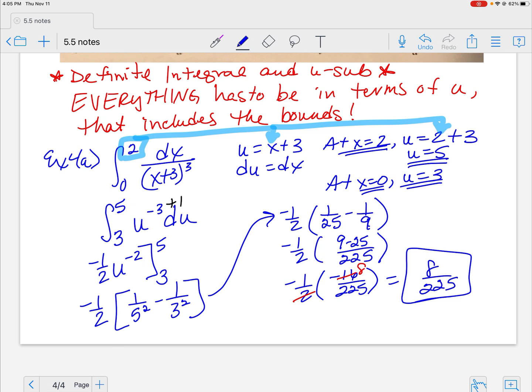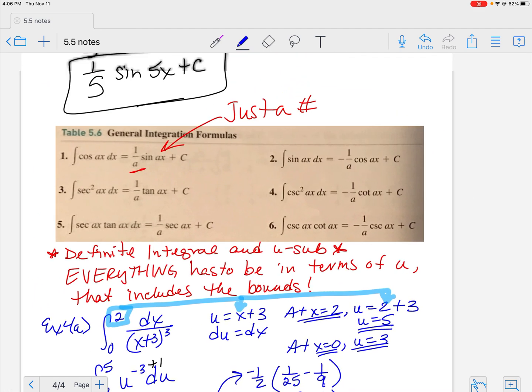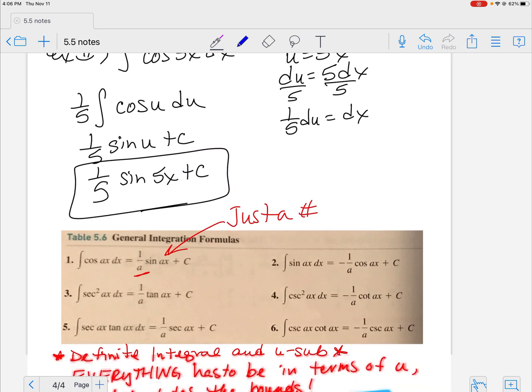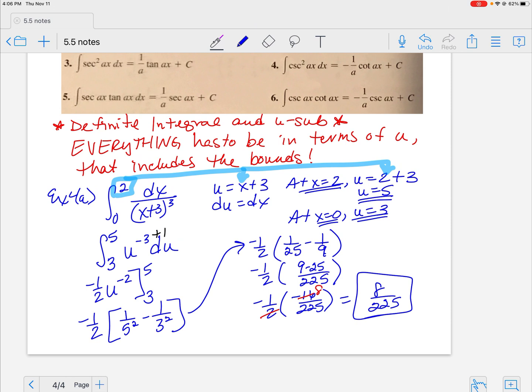All right. The takeaway here is when you change your bounds for a definite integral, you never go back to x. Once you make the change to u, your bounds change to u and you just move forward. The only time you ever have to plug the x back in is if it's an indefinite integral, like this problem up here. I didn't have any bounds, I'm not sure what my constant is, so you have to go back in terms of x. When you have a definite integral, you just move forward and then you come up with your answer.